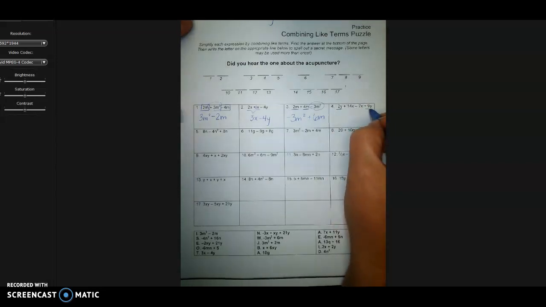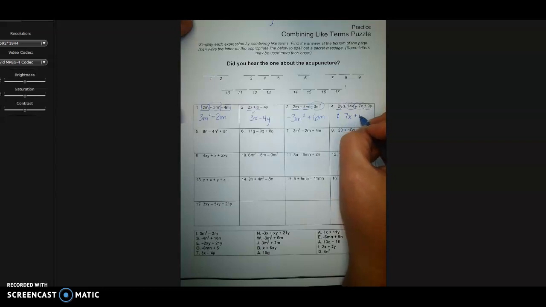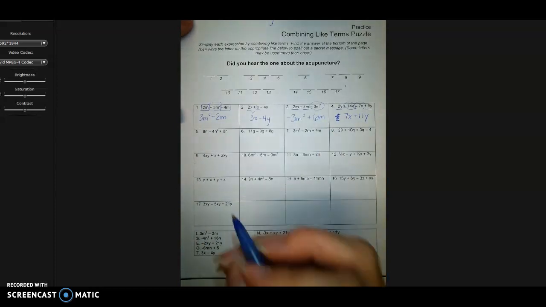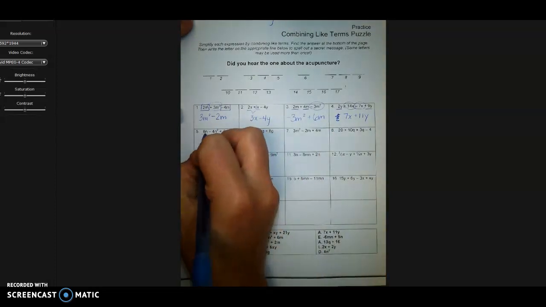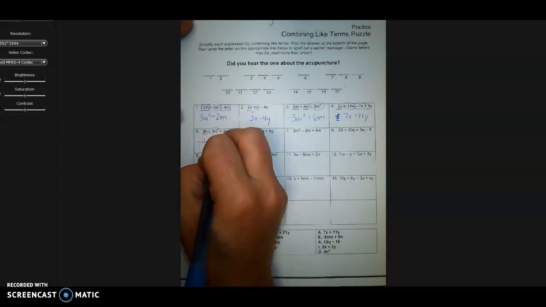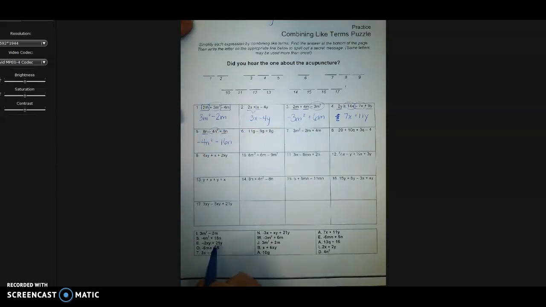So continuing along, in order to put those in order alphabetically, 7x plus 11y there. That n squared term. And then I should be able to find my answers down here.